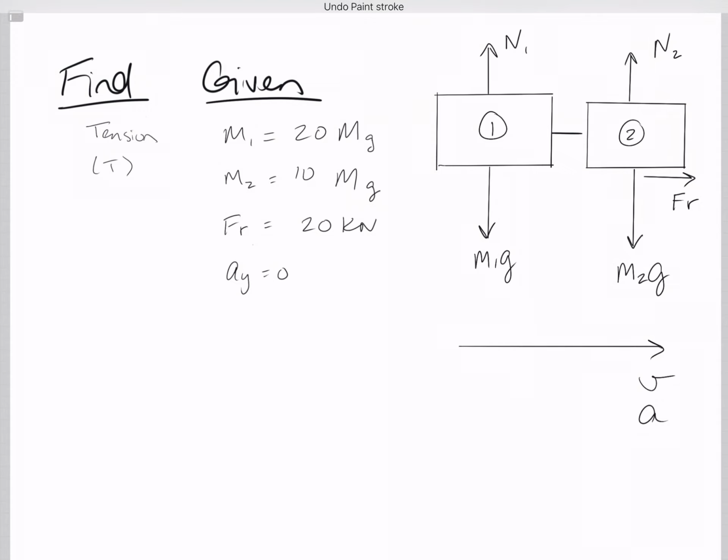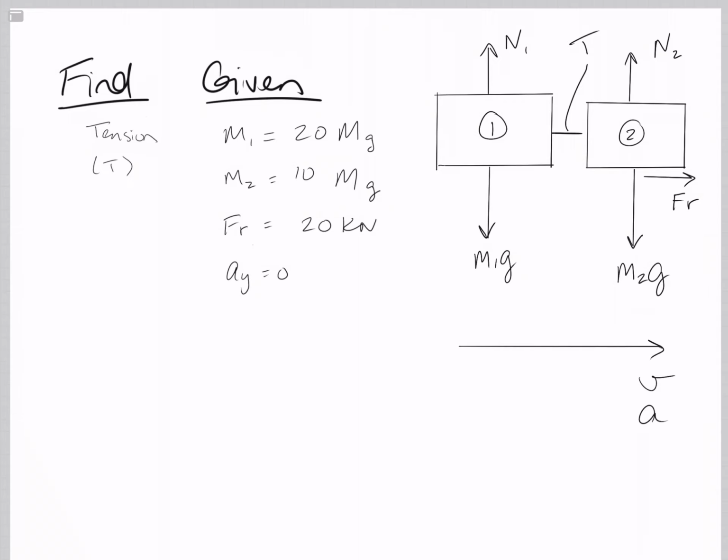In this problem we have a truck, which is mass 2, that is pulling a trailer that is mass 1. And we are to find the tension that is in between the truck and the trailer.